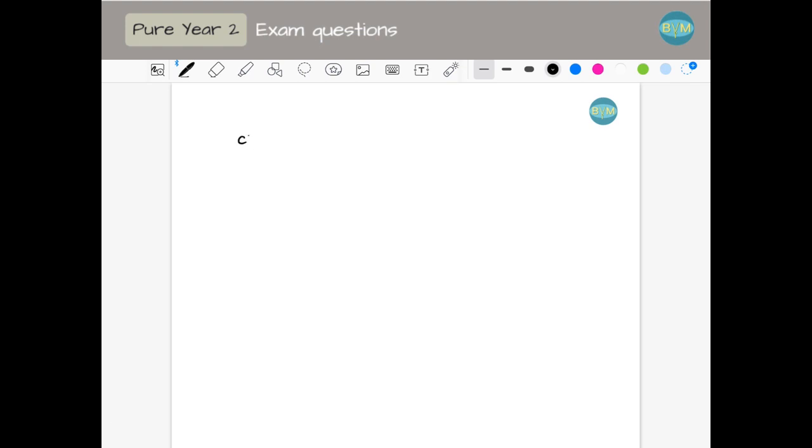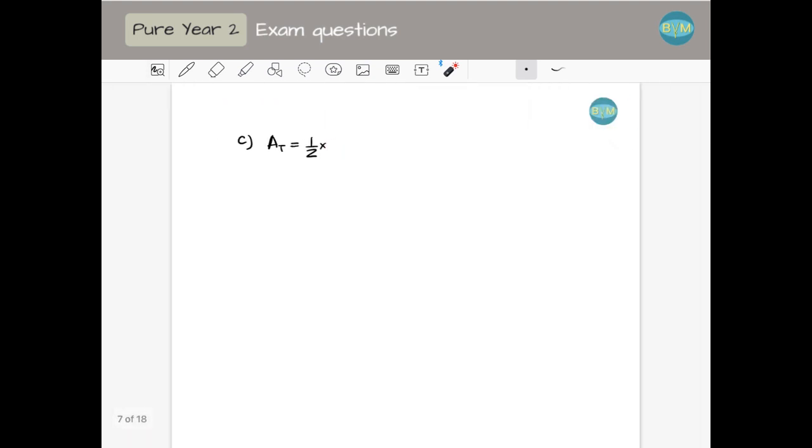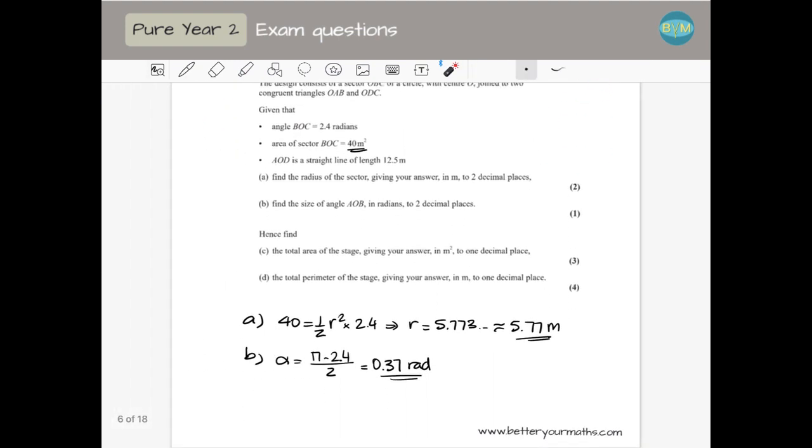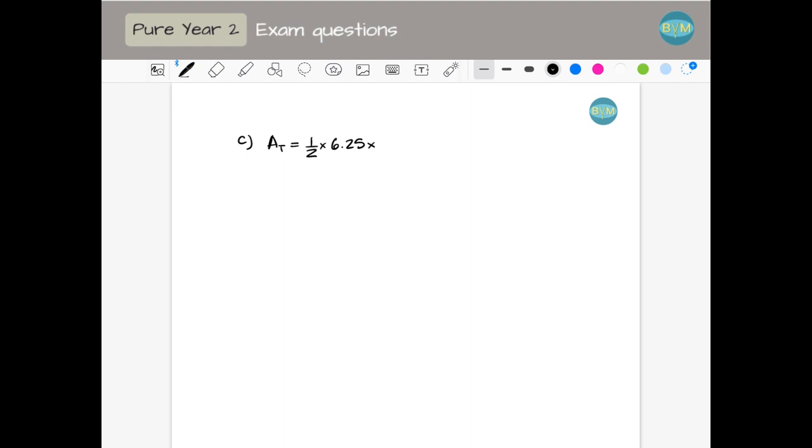For C, the area of the triangle is going to be 1/2 times one side, which is half of this length, so 6.25, times the radius that we found, which is this one. But before rounding, I would recommend you use, instead of the rounded one, the actual value, which is the square root of 40 divided by 2.4.